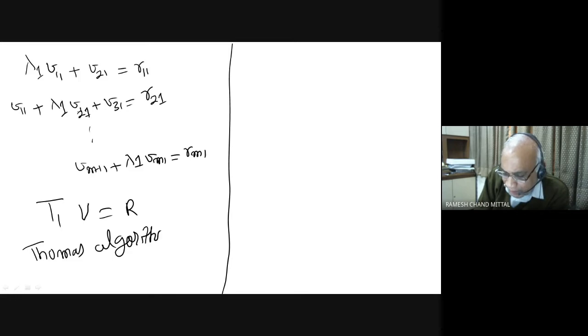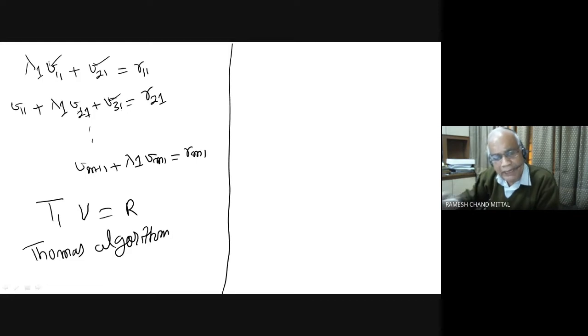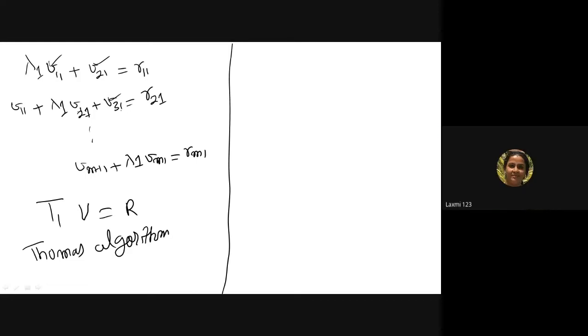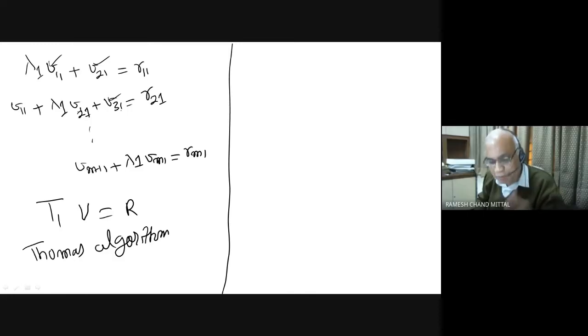And when I solve by the Thomas algorithm, I get my V11, V21, V31, the first unknown of each block. All of those I will get. That means you are saying that by taking backward steps you will be able to get the original problem solved. You explained quite correctly, but let me do it.